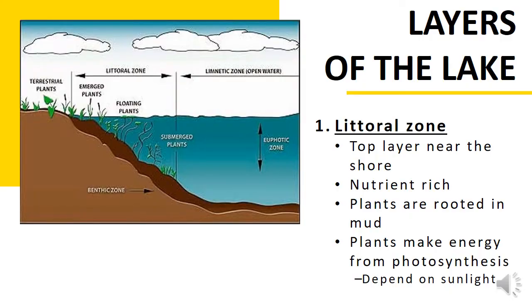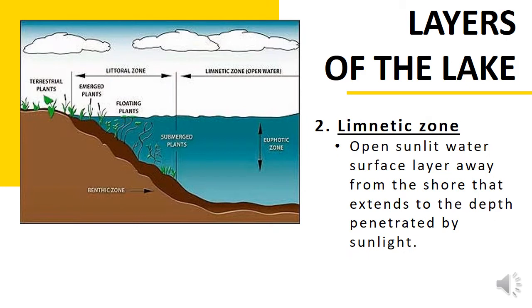Layers of the lake. Lakes normally consist of 4 distinct zones that are defined by their depth and distance from shore. The top layer is the littoral zone. It consists of the shallow sunlit water near the shore to the depth at which rooted plants stop growing, and has a high biological diversity.